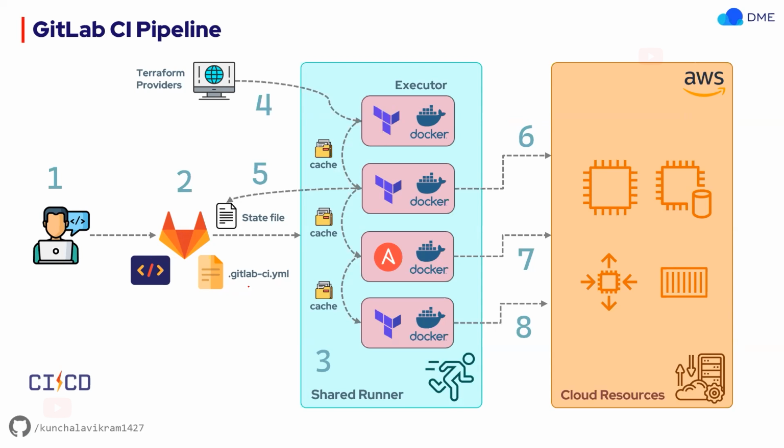And also GitLab requires this .gitlab-ci.yaml file. So this is just like the Jenkinsfile. The GitLab CI will detect the presence of this file and automatically run that pipeline. We'll also see how to create this particular pipeline file and then push it to the GitLab repository.